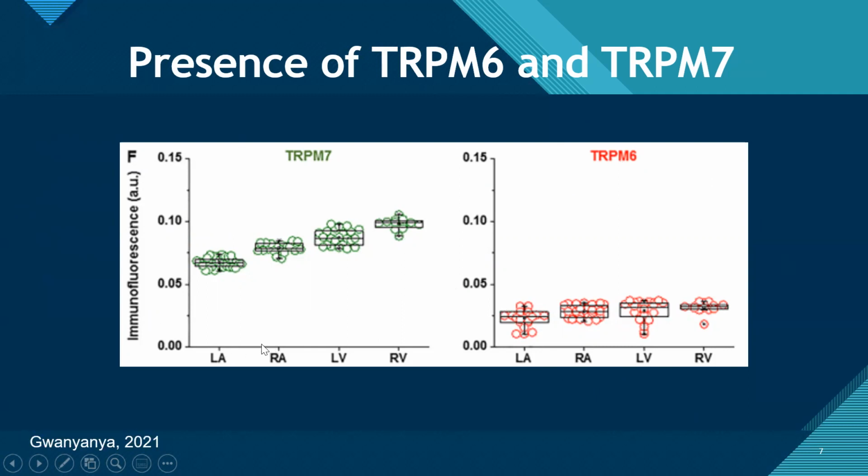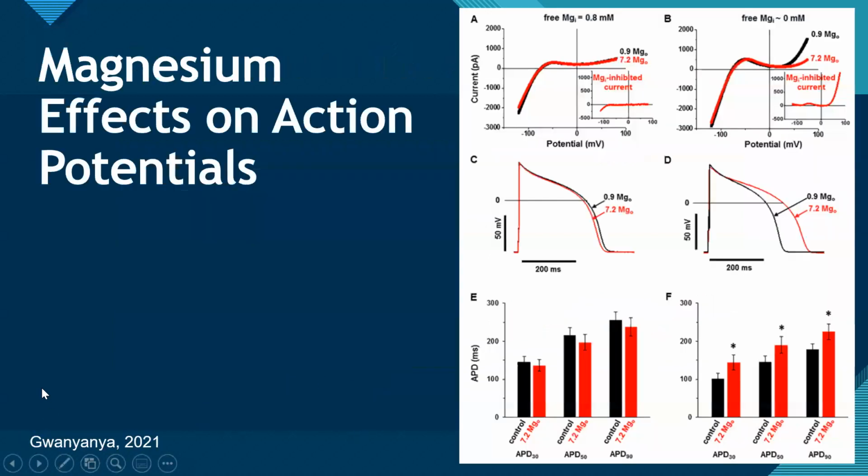The x-axis is labeled on both graphs with LA for left atrium, RA for right atrium, LV for left ventricle, and RV for right ventricle. We can see that when comparing the quantities of these 2 channels, there are more TRPM7 channels present. In both TRPM7 and TRPM6, we also notice a trend in increasing amounts from the left atrium to the right ventricle.